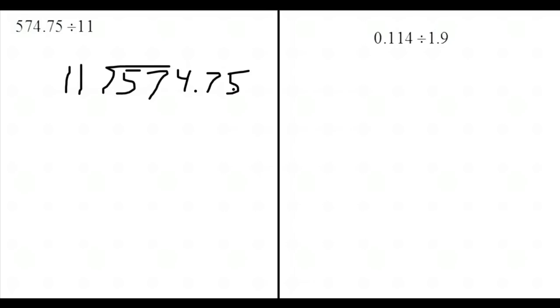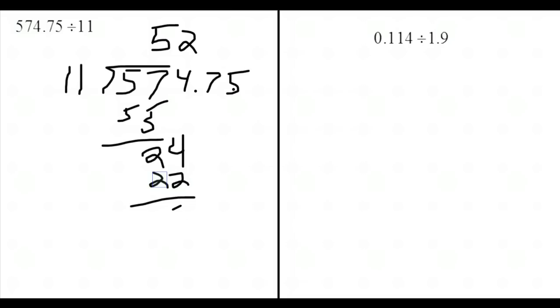So let's start off with 574 and 75 hundredths. Let's write it inside the division process that we're familiar with. Now this one doesn't have any decimals inside the divisor. Now 11 goes into 57 5 times. 11 times 5 is 55. That will give us 2 as the difference. 11 goes into 24 twice. 22 to 27 also goes into 27 twice.